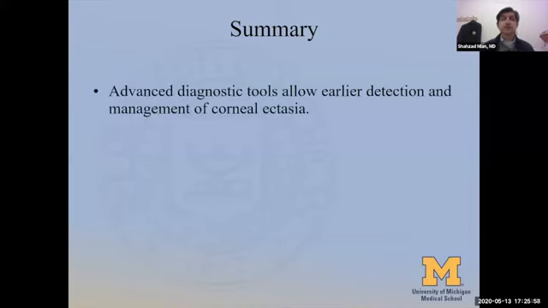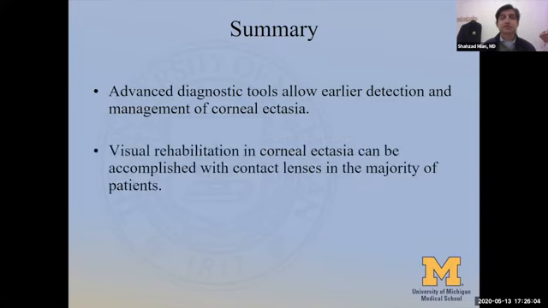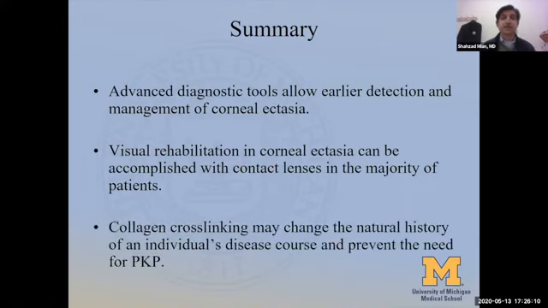So in summary, advanced diagnostic tools do allow us for earlier detection and management of corneal ectasia. Visual rehabilitation and corneal ectasia can be accomplished with use of contact lenses in the majority of patients. And collagen cross-linking really may help us change the natural history of patients' disease course and prevent the need for corneal transplantation.